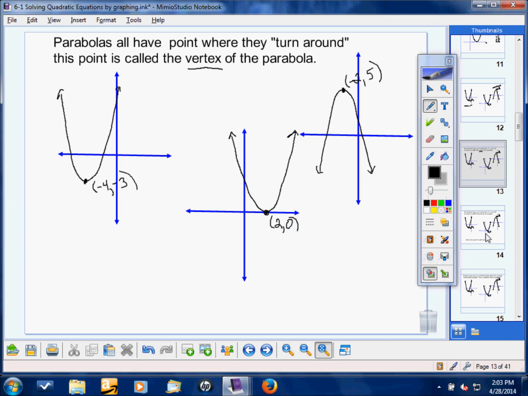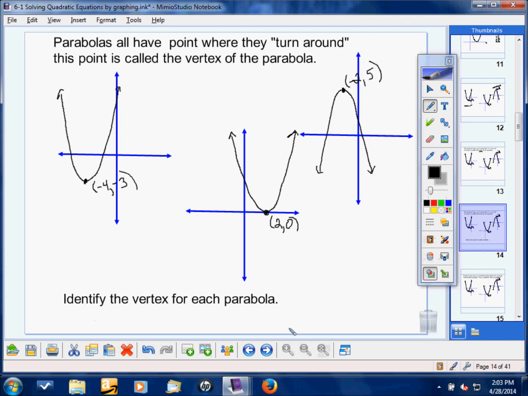So on this particular group, we're going to identify the vertex for each parabola. Okay, this should be super simple. What's the vertex for this parabola? Good, -4, -3. Julia? Our parabola is always going to be symmetrical. They will be, yes. And we're going to talk about that in a minute. The vertex here is going to be 2, 0.